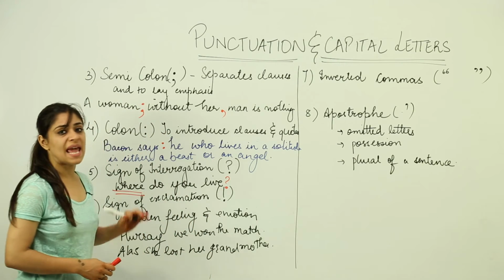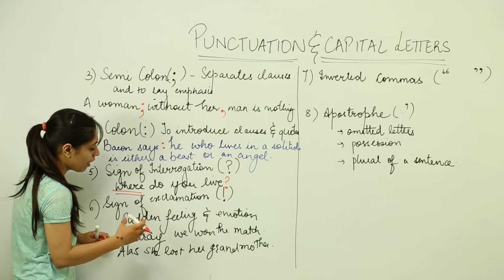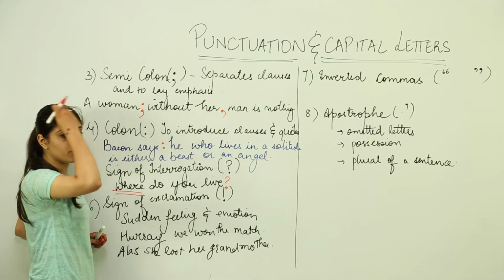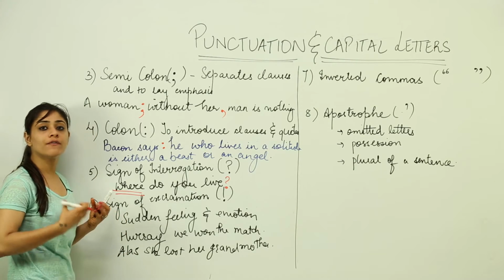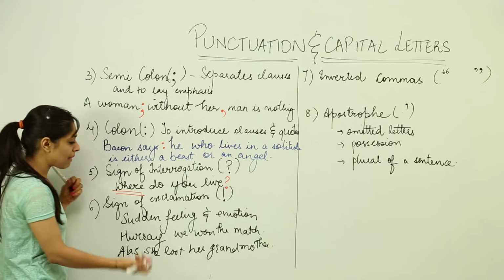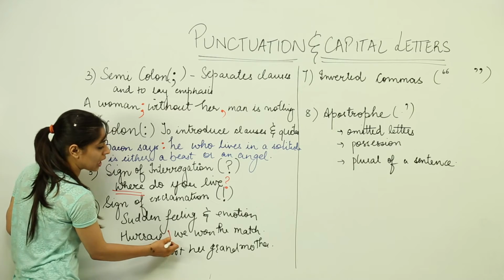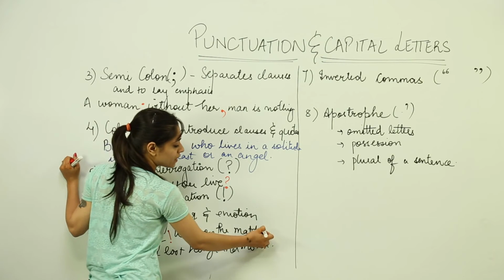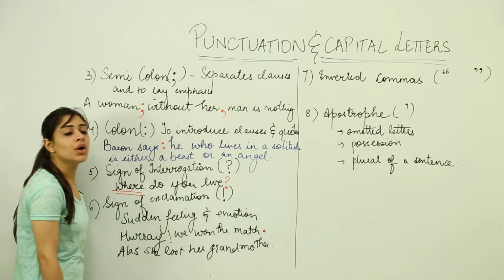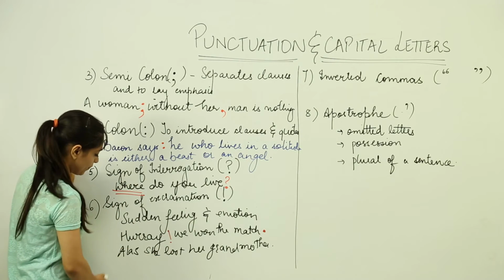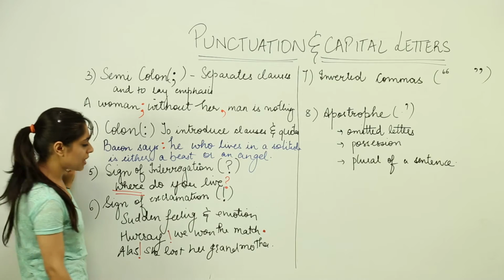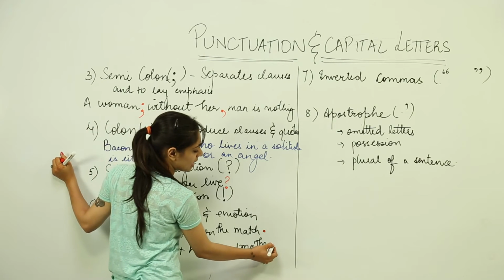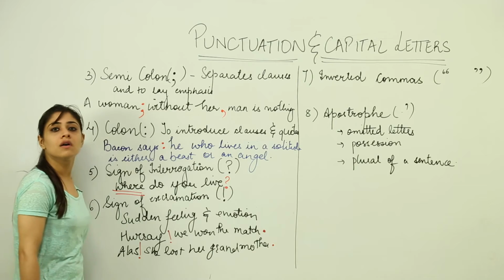Now we are going to use exclamation marks after a sudden feeling or emotion. Let's understand, hooray is a feeling of excitement after winning a match. So an exclamation mark comes here and at the end of the sentence we put a full stop. Alas, feeling of sadness. Again an exclamation mark and at the end of the sentence we put a full stop.